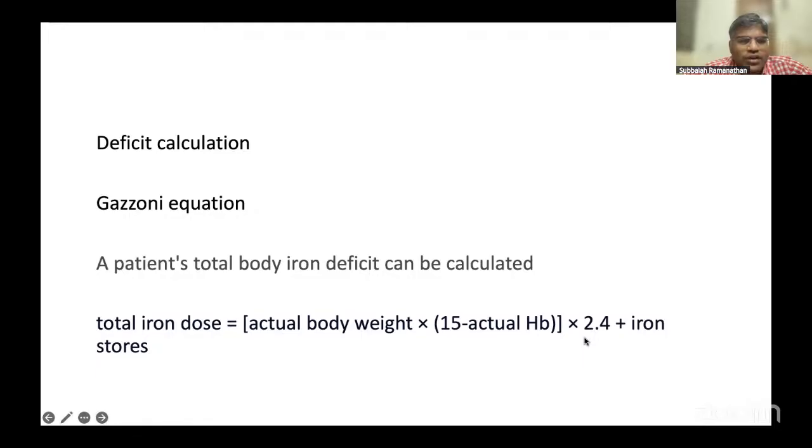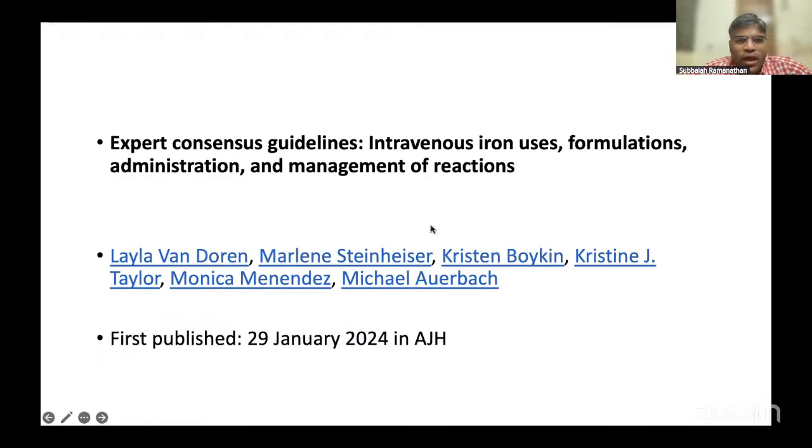So that's the famous Gazzoni's equation. And now IV iron use has been rampant, even in the OPD, where patients get it in the daycare, get it and go, not just in the hospital setup. There is an expert consensus guideline, a nice paper, which talks about the different intravenous iron formulations, their uses, administration, and how to manage these reactions.